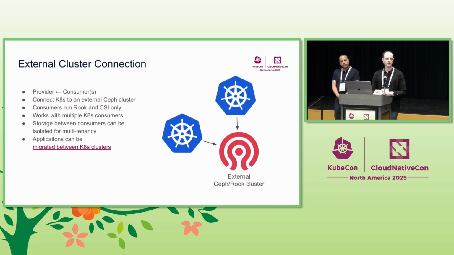A lot of times we've been calling this a provider-consumer architecture, and we support one or more Kubernetes clusters with Rook consuming a central Ceph cluster, which could also be a Rook cluster. This configuration, depending on what your needs are, can support isolating tenants in a multi-tenant scenario, and applications can be migrated from one Kubernetes cluster to another and still have access to the same storage without having to actually migrate that.